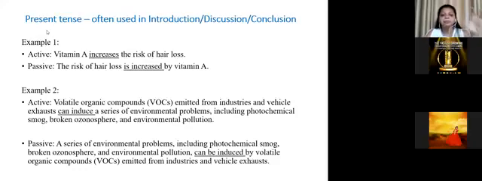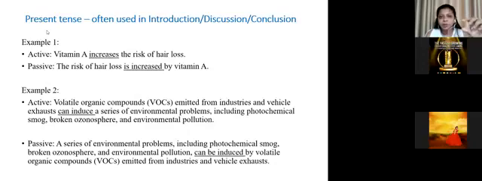Okay, let's look at one thing. Vitamin A, or some people pronounce this differently, but whatever: vitamin A increases the risk of hair loss. Now here one sentence is in active voice and the other one is in passive voice.